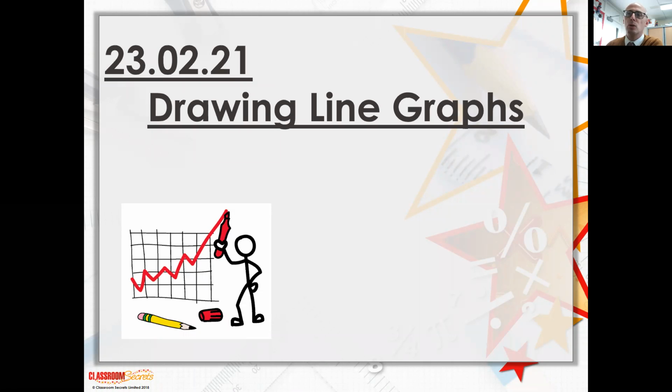This one is all about drawing line graphs. Yesterday we looked at how we can interpret them. Today it's going to be about actually drawing them as well. Now yesterday when we looked at the scales, especially on the y-axis, we saw that they were going up in different stages, and that's something that we might need to look at today as well.